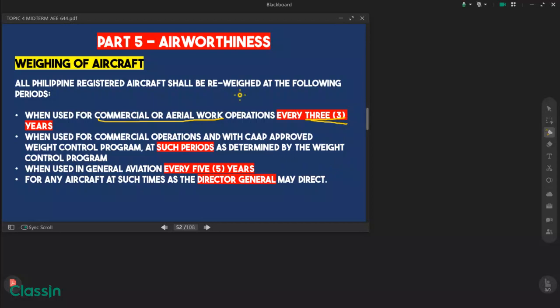And kapag sinabi naman, if the aircraft is used in general aviation, ibig sabihin ng general aviation, scheduled, chartered, or private flights. So, maliliit na aircraft yan. Okay? So, kailangan po natin siyang i-reweigh every 5 years. Okay, yun lang naman tatandaan nyo dito sa slide na to. Always remember, pag ang aircraft ay ginamit sa commercial or aerial work, kailangan po siyang i-reweigh ng every 3 years. Okay? So, pag ang aircraft naman po ay ginamit sa general aviation, kailangan po siyang i-reweigh ng every 5 years. So, 3 and 5 lang naman yun. Tatandaan nyo lang kapag commercial and aerial work, every 3 years. Pag Gen Av, every 5 years naman. Okay?